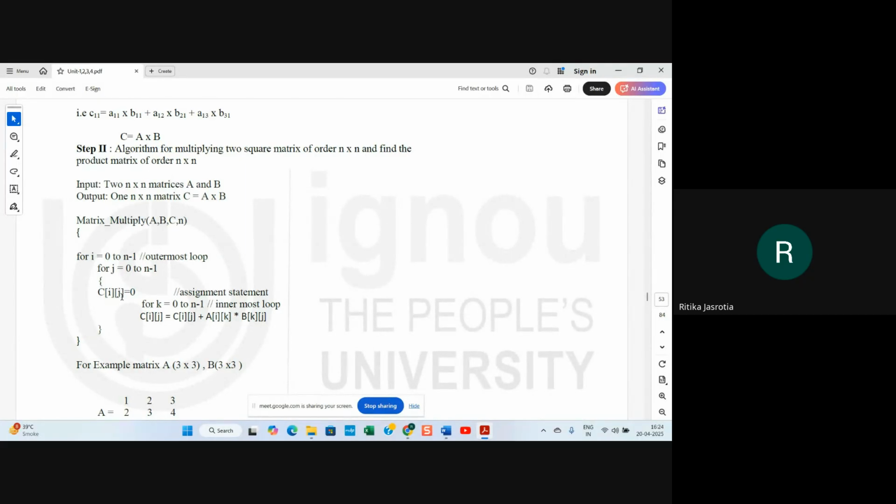आपने C[i][j], रो एंड कॉलम, इज इक्वल टू इनिशियली 0 रखना है, यानी सी जो मैट्रिक्स सी है वो इनिशियली 0 है, उसको असाइन करना है. एंड for k is equal to 0 to n-1 whatever the value will be.